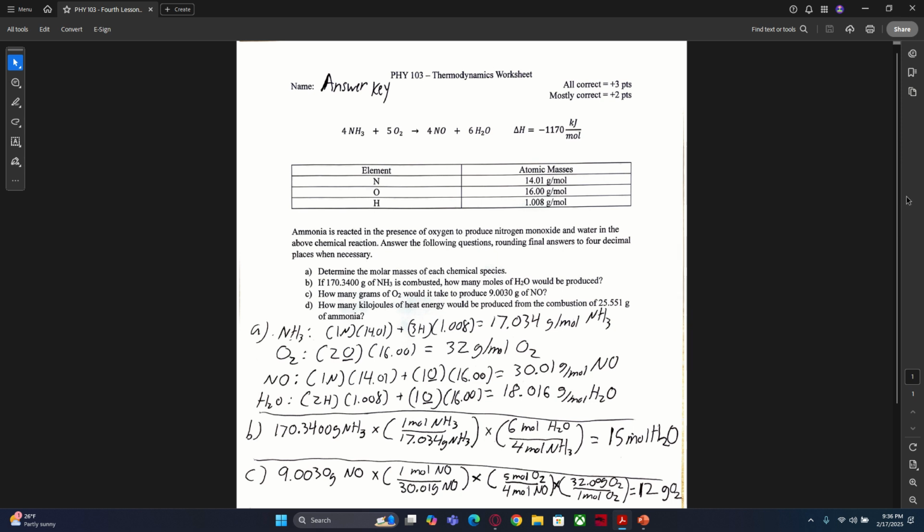Here we have the chemical reaction of ammonia, NH3, reacting with molecular oxygen, O2, to form nitrogen monoxide, NO, and water, H2O. And for this reaction, 4 moles of ammonia will react with 5 moles of molecular oxygen to form 4 moles of nitrogen monoxide, 6 moles of water, and produce a change in heat of negative 1,170 kilojoules per mole, or for every 1 mole of times that the reaction is performed, it will release 1,170 kilojoules of heat energy.